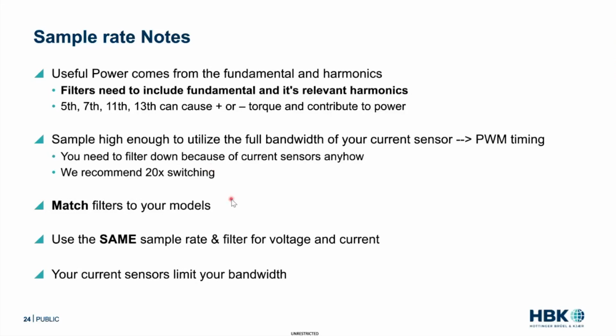And just some practical tips: match your filters to your models. If you have a model team or you have a team running simulations, ask them what their filter rates are in their simulations. That will make sure your results at least have a chance of matching theirs, because those filters matter a lot, and we'll see that more in a moment. Use the same sample rate and filter for voltage and current. If you start mismatching sample rates or mismatching filters, you're just going to give yourself a really bad result. And again, your current sensor limits your bandwidth, so please note that.